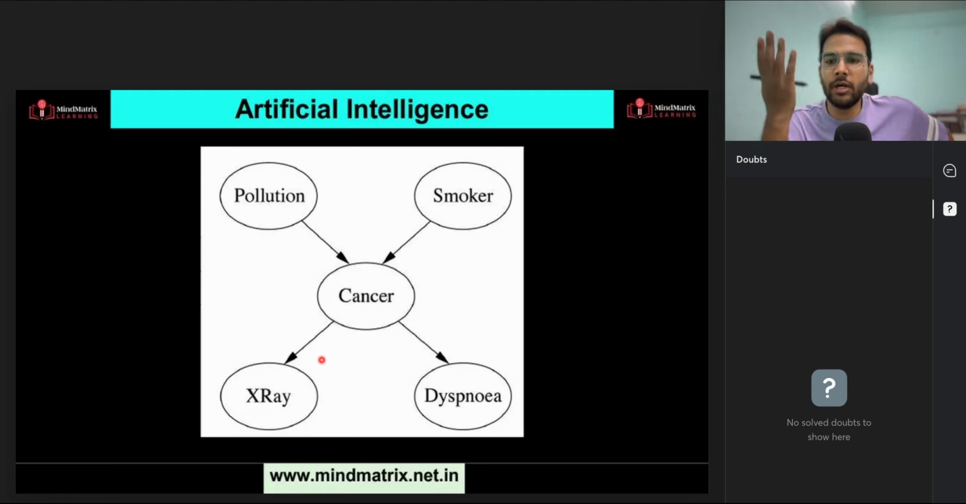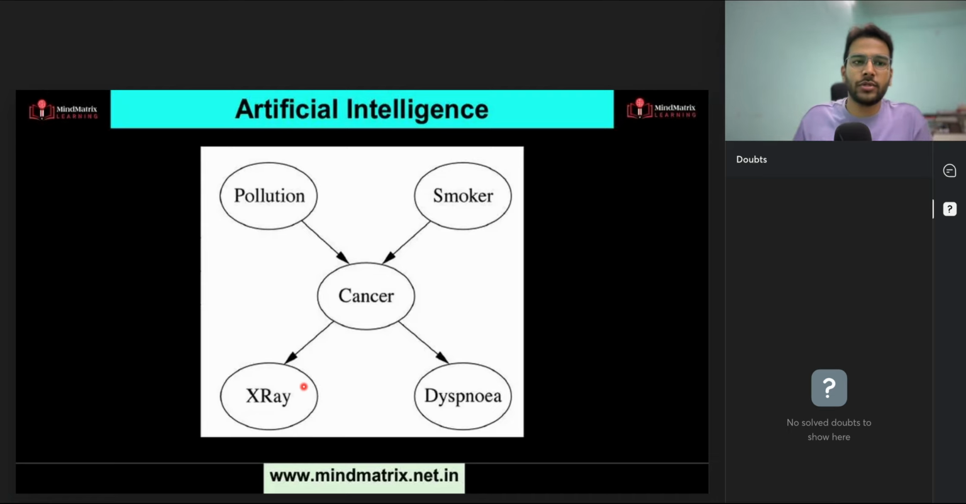There can be other possibilities also. It's not like just this Bayesian network is possible. No, you can have other possibilities also. Is it clear? Based on what you are considering, based on your understanding, what can affect what. But it should be logical also, right? So this is what I want to say.